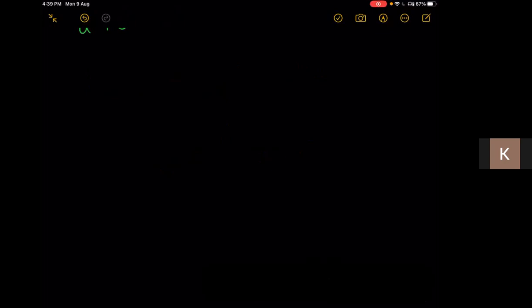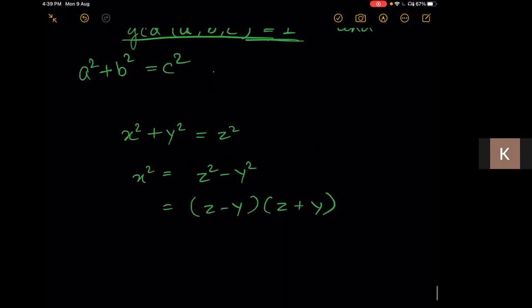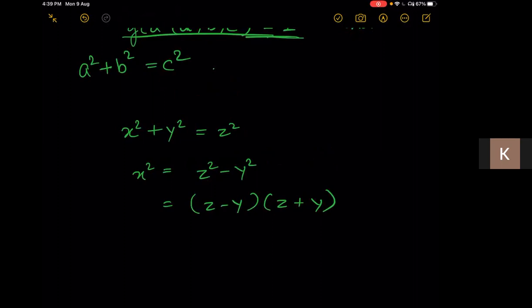Okay. So if x square plus y square equal to z square, then x square equal to z square minus y square. So this is equal to z minus y into z plus y. Wait, so case 1: x comma y are both even. Can this happen?